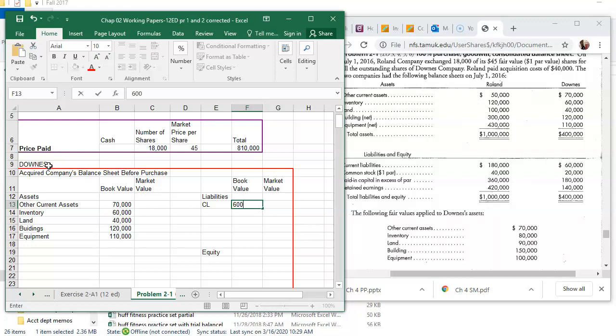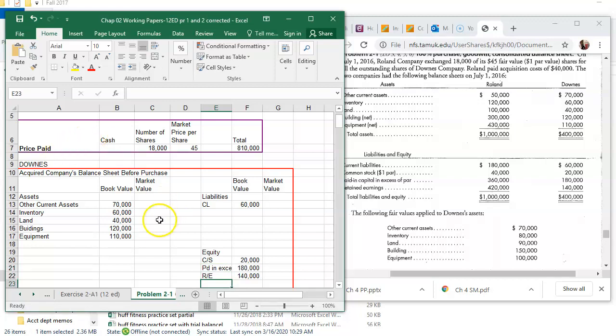Current liabilities of 60. And then make sure that you write their equity down here under equity, because you're not going to use it to calculate net assets or anything else. So it needs to be kind of separated out. So they had common stock of 20, 80, and 140. This is excess and retained earnings.